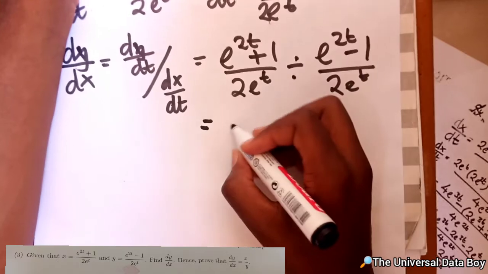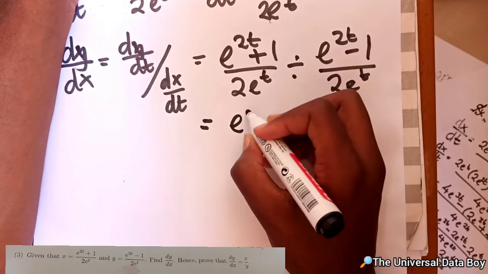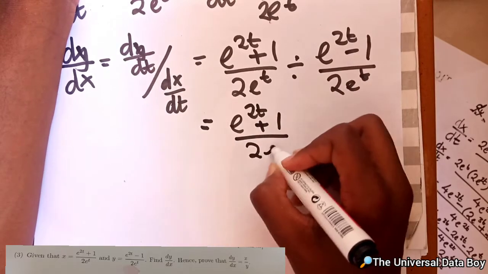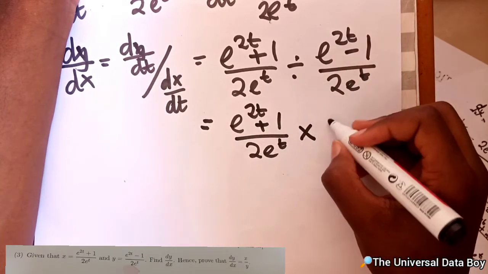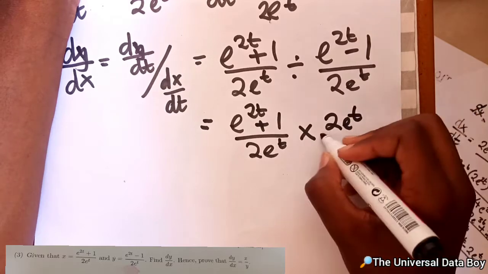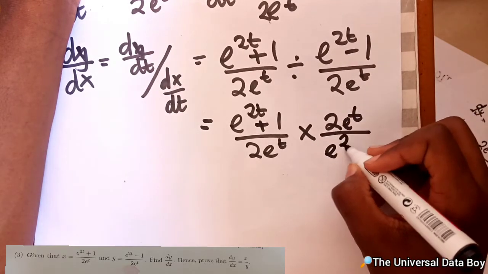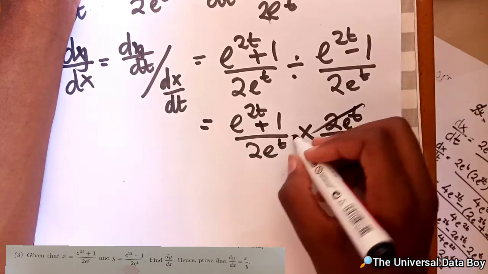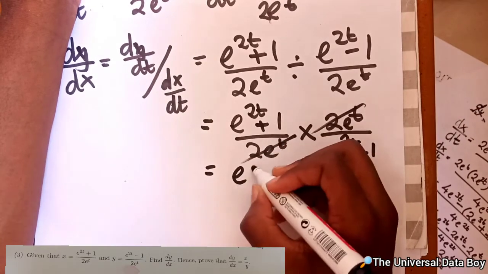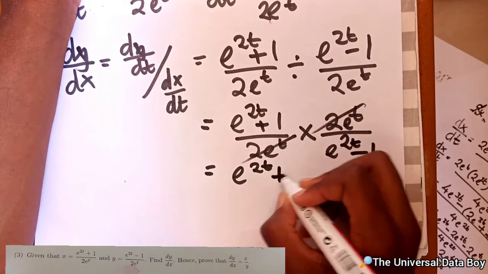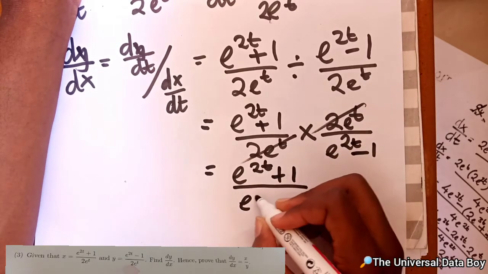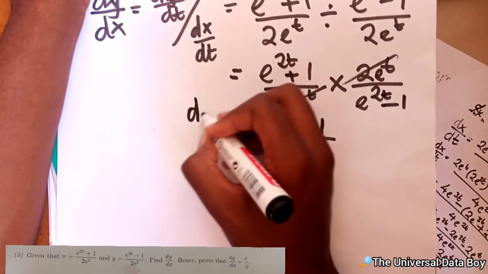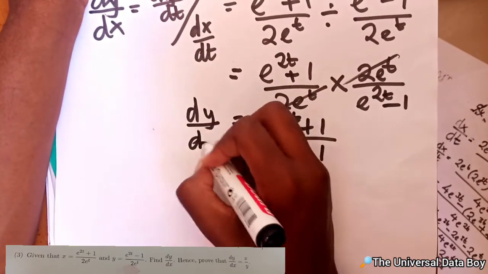So then this is going to be equal to e to the power 2t plus 1 over 2e to the power t, now times 2e to the power t over e to the power 2t minus 1. This one and this one will cancel out. We're going to have e to the power 2t plus 1 over e to the power 2t minus 1. So this is what dy over dx is equal to.